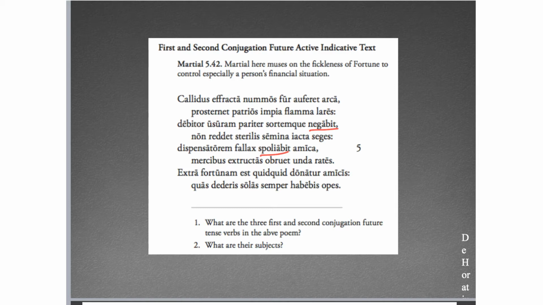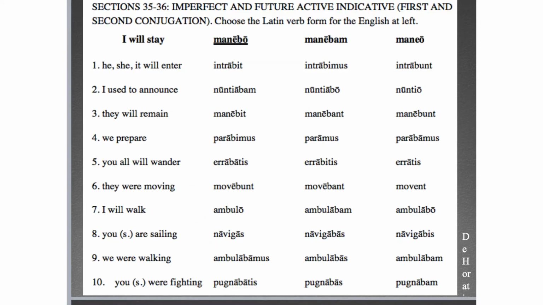All right, I'll give you a hint. It's a second person singular form. All right, and then what are their subjects? A good way to identify their subjects. All right, so here's an exercise kind of combining them both.